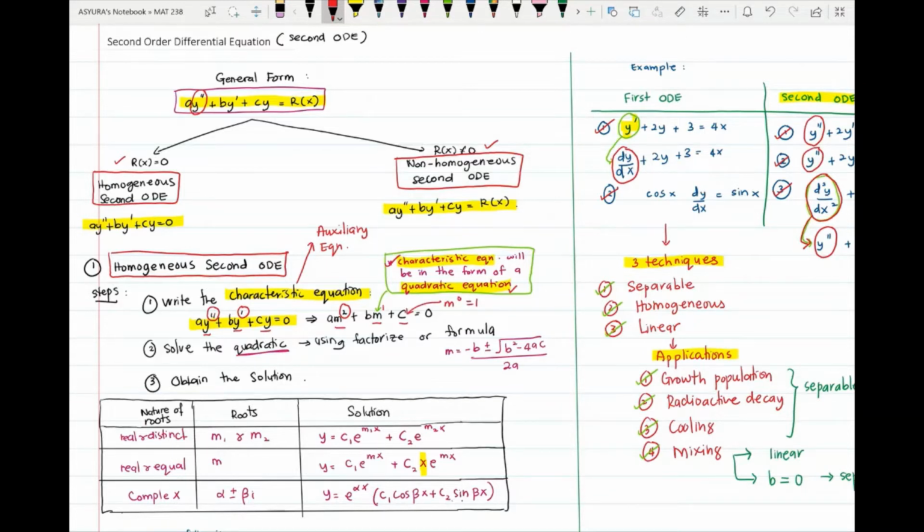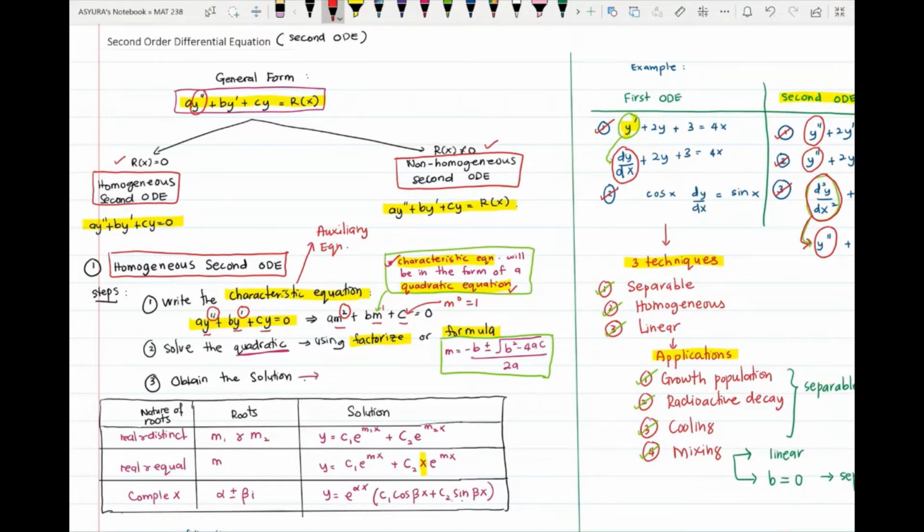Alright, so next, second step, you will solve the quadratic equation. You can solve either using factorization, just factorize as usual using your calculator, or you have to use the quadratic formula. The formula is m equals negative b plus minus square root of b squared minus 4ac, over 2a. Or for some calculators, you can just get the value using the calculator.